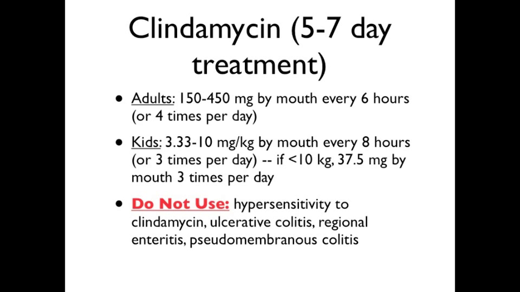The adult dose is 150 to 450 milligrams by mouth every 6 hours. Kids, you have to do a calculation. It's 3.33 to 10 milligrams per kilogram by mouth every 8 hours. Now, if they're less than 10 kilograms, then your dose is 37.5 milligrams 3 times a day. If you don't remember, you take the number of pounds and divide by 2.2, and that will give you the number of kilograms. Don't use clindamycin if you're allergic to it, and if you have underlying ulcerative colitis or pseudomembranous colitis or regional enteritis, you want to avoid these.